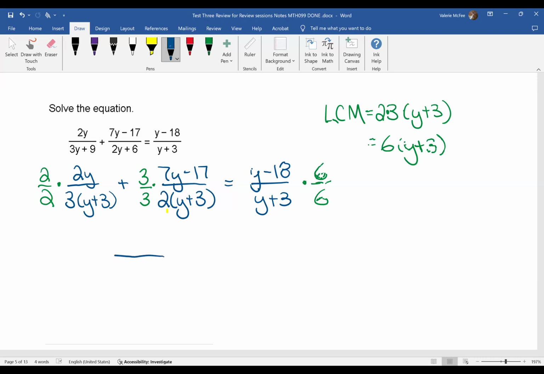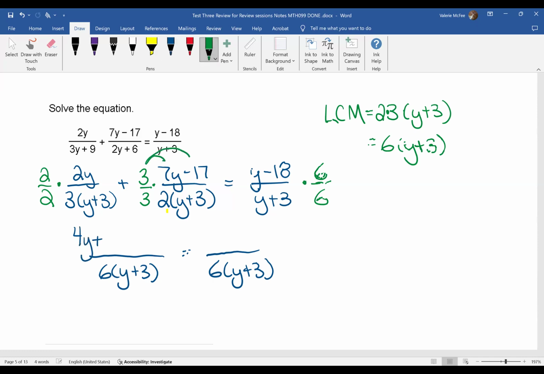Now I have a common denominator here on the left of the equal sign and a common denominator here on the right of the equal sign. In my numerator, 2 times 2y, and don't forget you're using your distributive property here. That equal sign doesn't look very good. And again, using the distributive property.